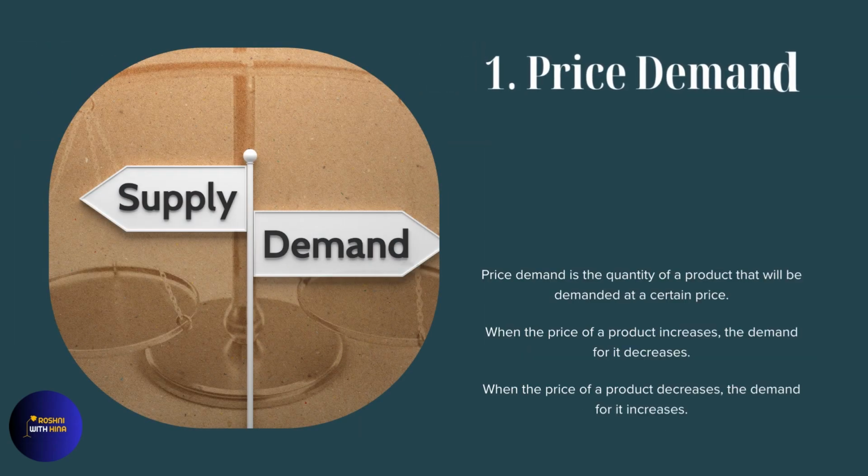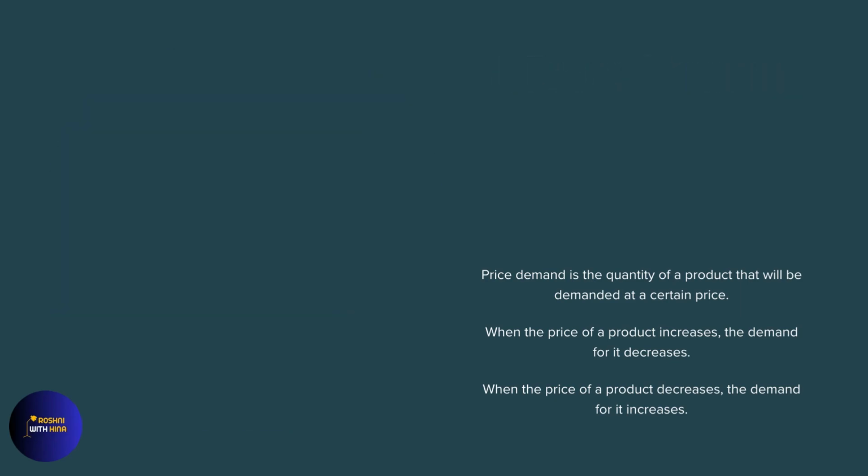Number one, price demand. Price demand is the quantity of a product that will be demanded at a certain price. When the price of a product increases, the demand for it decreases. When the price of the product decreases, the demand for it increases.